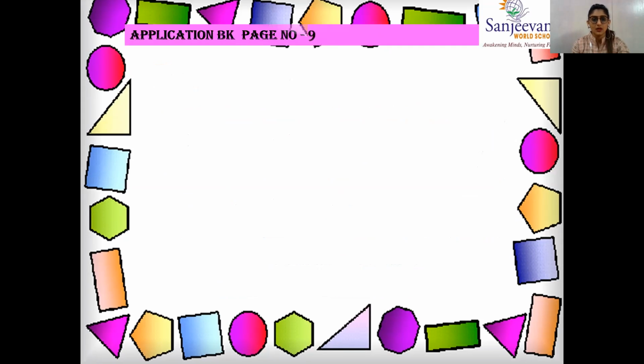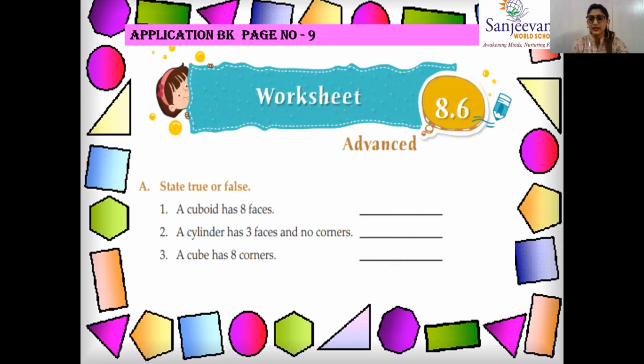Now, going ahead with worksheet 8.6, true or false? A cuboid has 8 faces. What do you think? False. A cylinder has 3 faces and no corners. True. A cube has 8 corners. True.